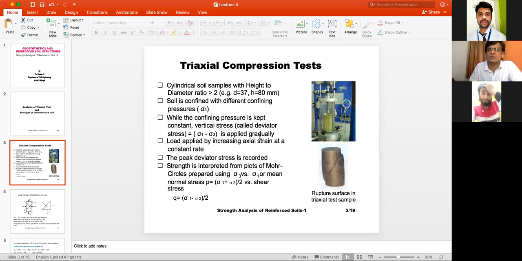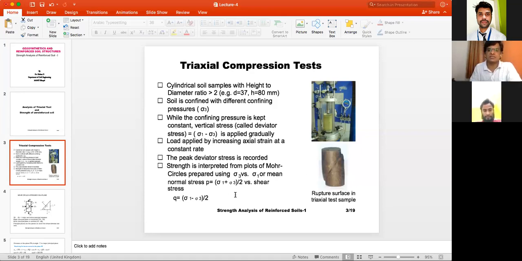It is applied gradually, by increasing the axial strain at a constant rate. This test we call the strain control test. Why? Because the cell pressure, sigma 3, is kept constant, and we slowly apply the load vertically. In the process of applying the load, the sample undergoes compression, and the height of the sample reduces. That is called the strain. The strains develop, so that is the reason we call it the strain control test.